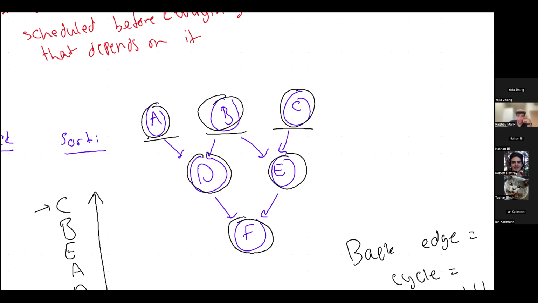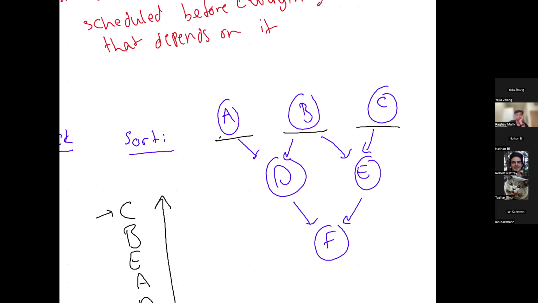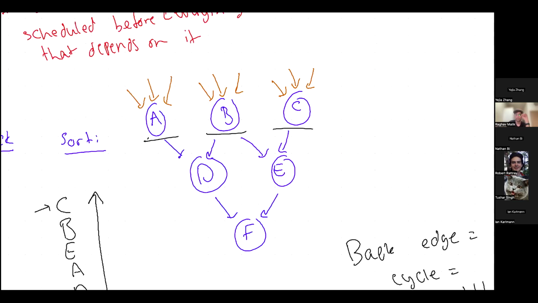What is it about A, B, and C that makes them schedulable in this graph? What property? Any thoughts? Right, so we notice that the number of incoming edges for A is 0. The number of incoming edges for B is 0. The number of incoming edges for C is 0. In particular, this means that they don't depend on anything, so they can be scheduled right away.